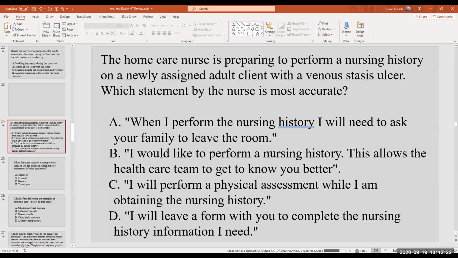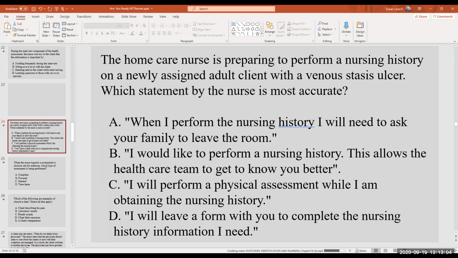Okay, the home care nurse is preparing to perform a nursing history on a newly assigned adult client with a venous stasis ulcer. Which statement by the nurse is most accurate? A, when I perform the nursing history, I will need to ask your family to leave the room. Is that a true or a false statement? It's a false statement. Really what you would want to do is ask the client, is it okay if I question you in front of the family? B, I would like to perform a nursing history. This allows the healthcare team to get to know you better. That's a reasonable statement, right? It's a true statement.